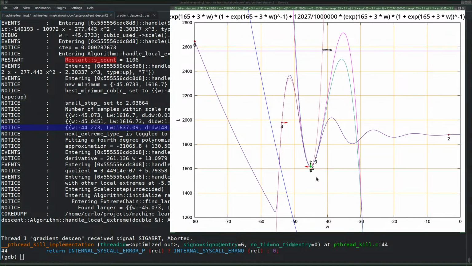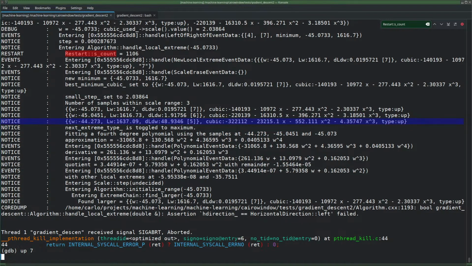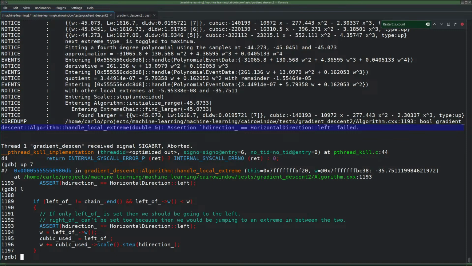Well, I have to fix this one first, I'm afraid. What is going on? If only left-off is set, then we should be going to the left, yes. And right-off can't be set too. Well, it is. Because then we would be jumping to an extreme in between the two. What?